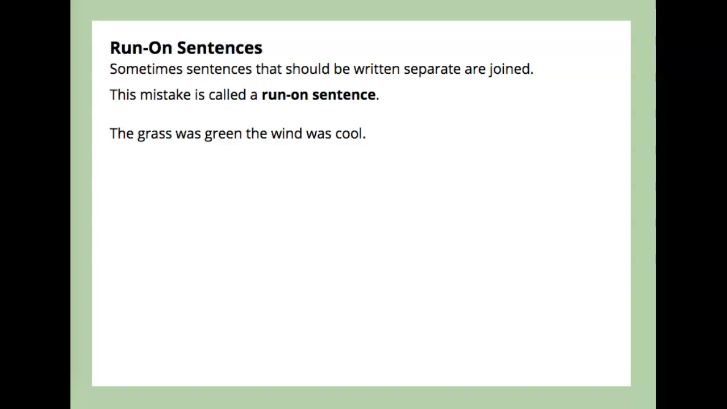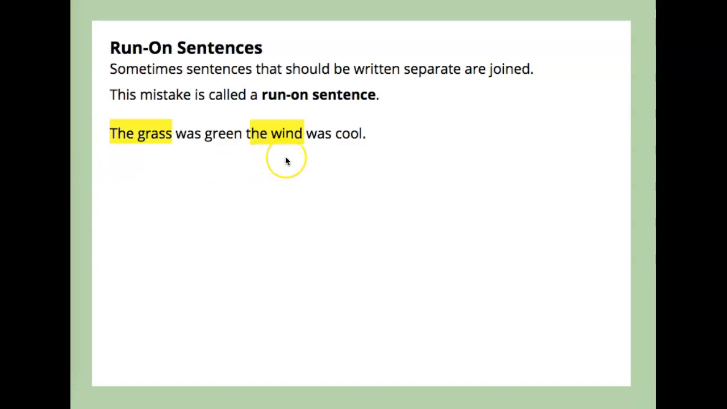Do these words tell one thought or more than one thought? It tells more than one thought. It talks about the grass being green, and it also talks about the wind being cool. Those are two different thoughts. A sentence is a group of words with one complete thought, so that is not correct. This type of sentence is called a run-on sentence. A run-on sentence is two sentences joined together that should be written as separate sentences. Think of it as a sentence that runs on and on and on without stopping.